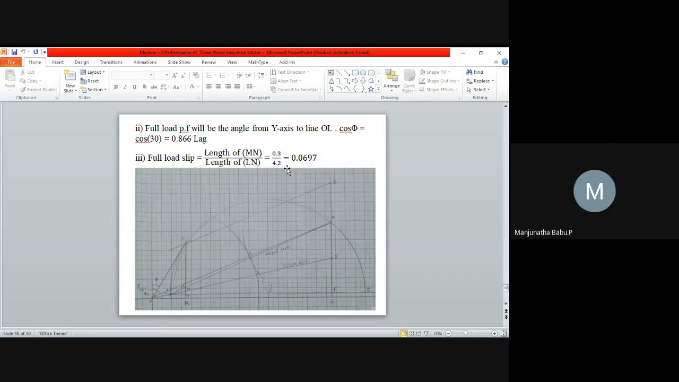Length of LN. So that divided by 0.07 answer. Okay, fine. Your full load slip is 0.07. In terms of percentage, it is 7%.